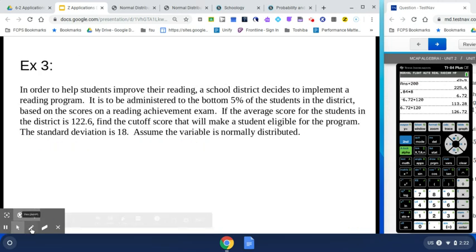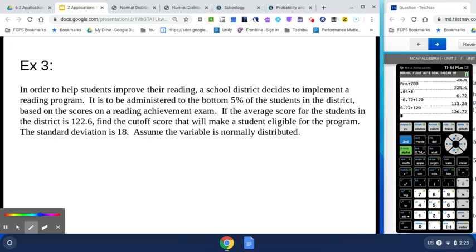Okay, we're going to take a look at one more example together. Example 3 says, in order to help students improve their reading, a school district decides to implement a reading program. It is to be administered to the bottom 5% of the students in the district based on the scores on a reading achievement exam. If the average score for students in the district is 122.6, find the cutoff score that will make a student eligible for the program. The standard deviation is 18, and assume the variable is normally distributed.